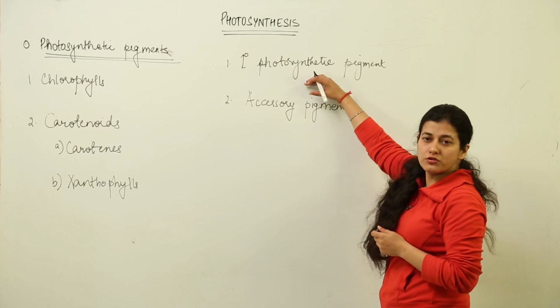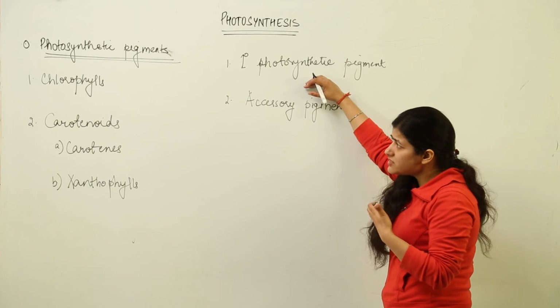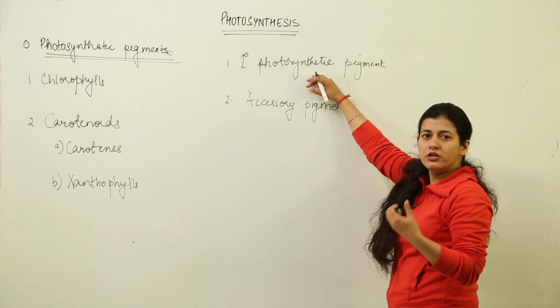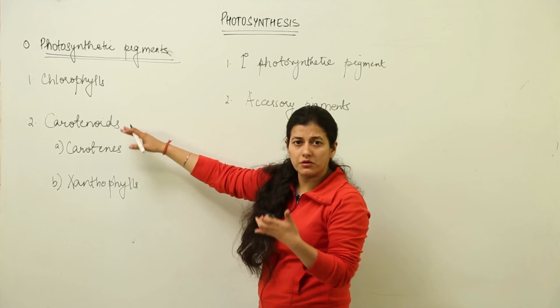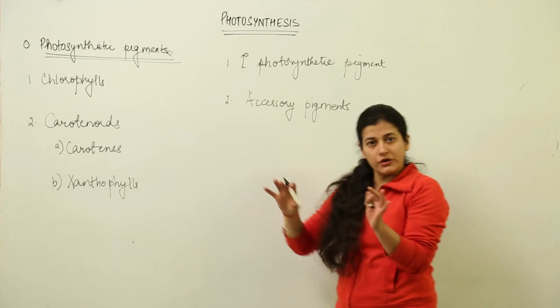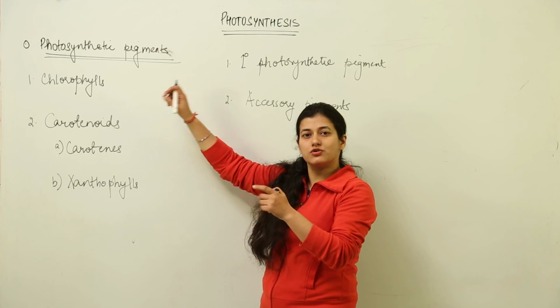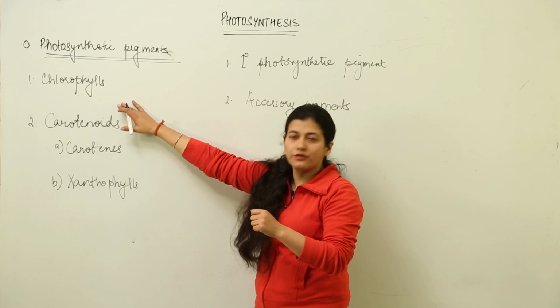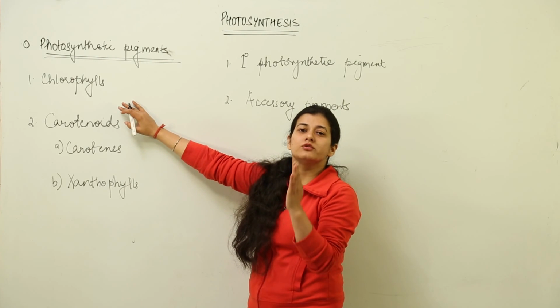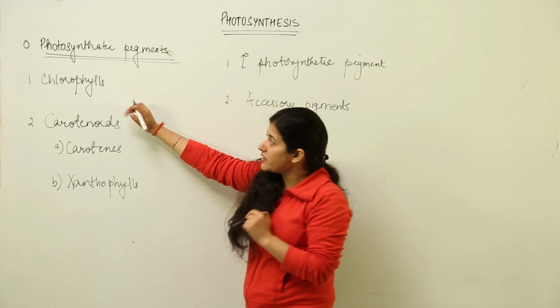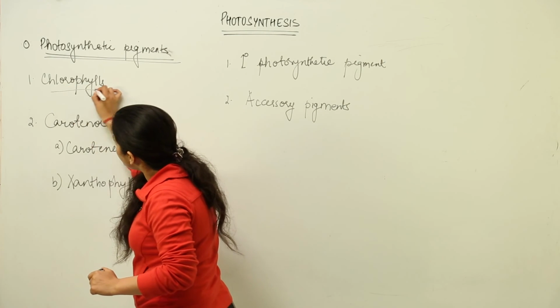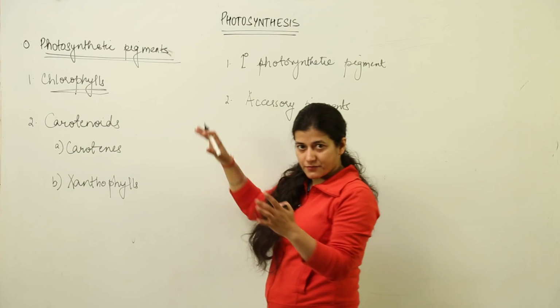For this primary photosynthetic pigment, as you have studied in your earlier classes, you did not write carotenoids, carotenes or xanthophylls. All you wrote in the photosynthetic equation was chlorophyll. In the beginning also we just wrote chlorophyll. So it is this chlorophyll that is the primary photosynthetic pigment. But over here we have written chlorophylls, which means there are many types of chlorophylls.